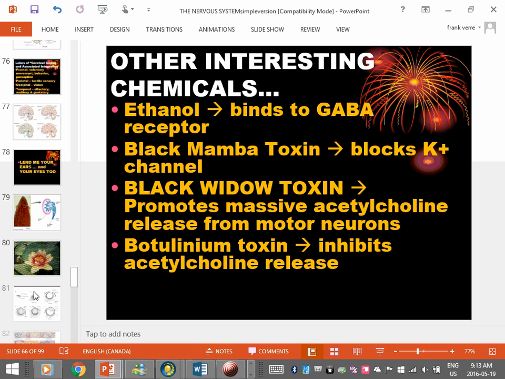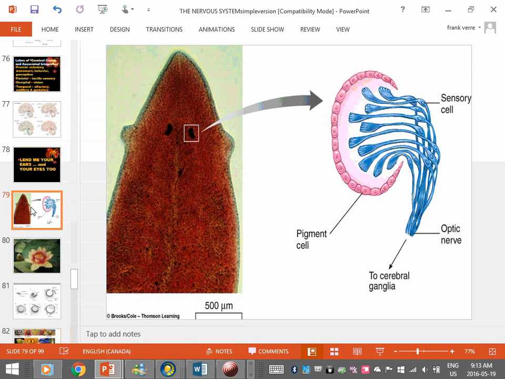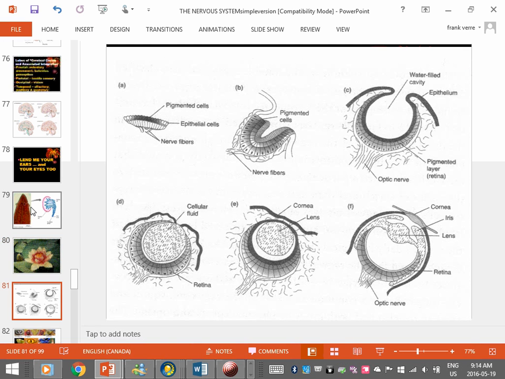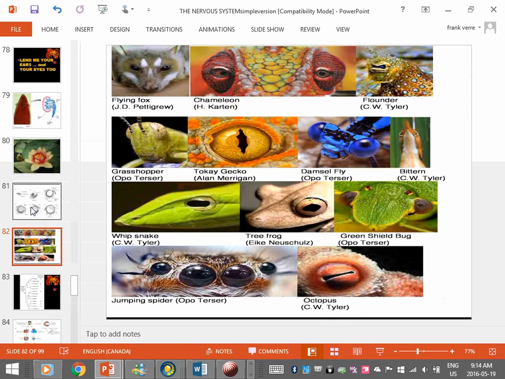So let's talk about, for example, vision. Okay? Let's talk about vision and how vision works. So this is a picture of a flatworm. Okay, it has eyes. This is an image from an insect, what an insect would see. Kind of interesting because they have little compound eyes, so they would see the mosaic of things. These are just different types of eyes.